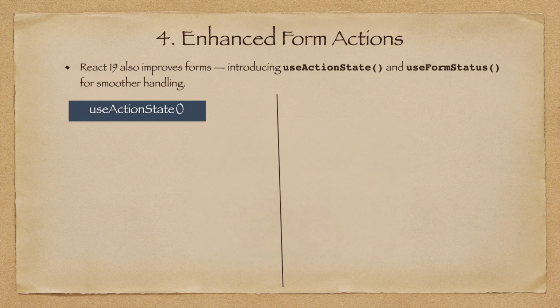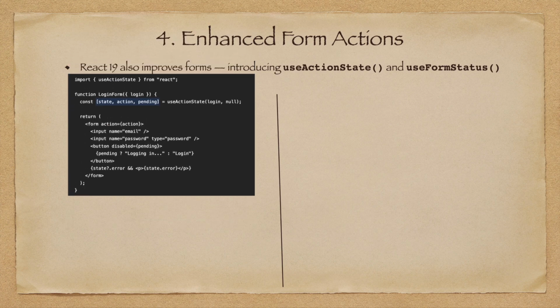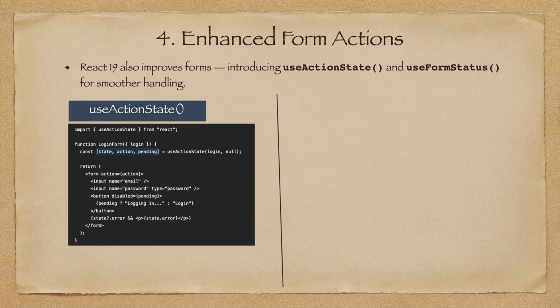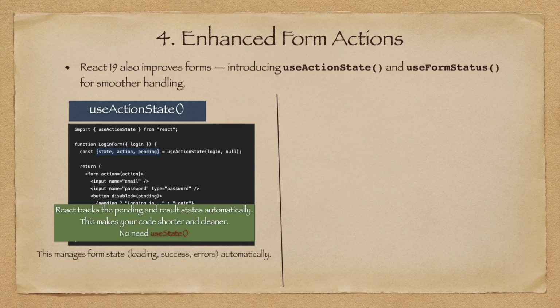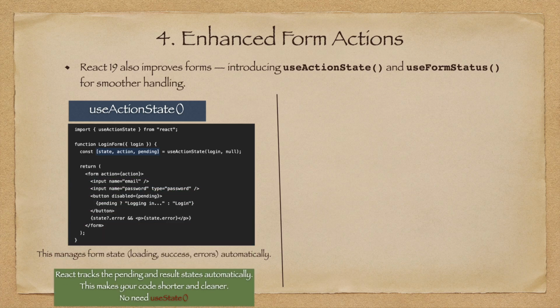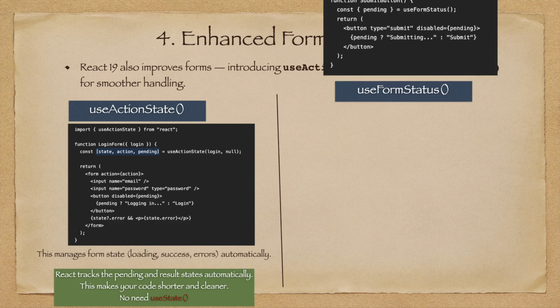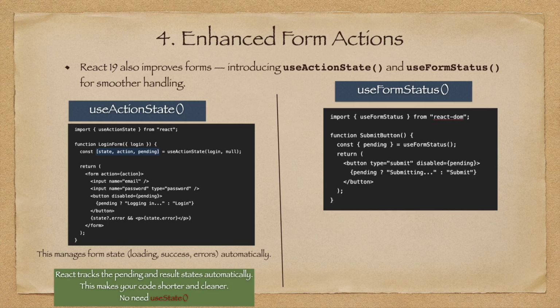4. Enhanced Form Actions. React 19 also improves forms, introducing useActionState and useFormStatus for smoother handling. useActionState example. This manages form state, loading, success, and errors automatically. No need for extra useState hooks. React tracks the pending and result states automatically. This makes your code shorter and cleaner.